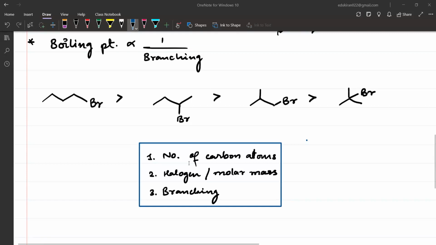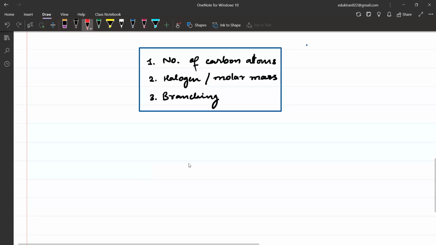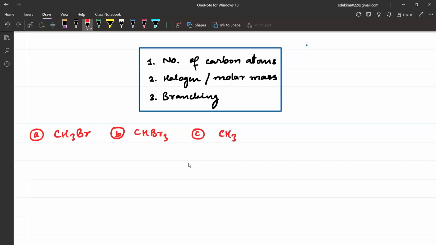Now, see a question. Yes, sir. See, in your textbook, maybe they have given the names, but I'm writing the structure here, and you will tell me. A is CH3Br. The B structure is CHBr3. The C structure is CH3Cl. And the D structure is CHBr2.